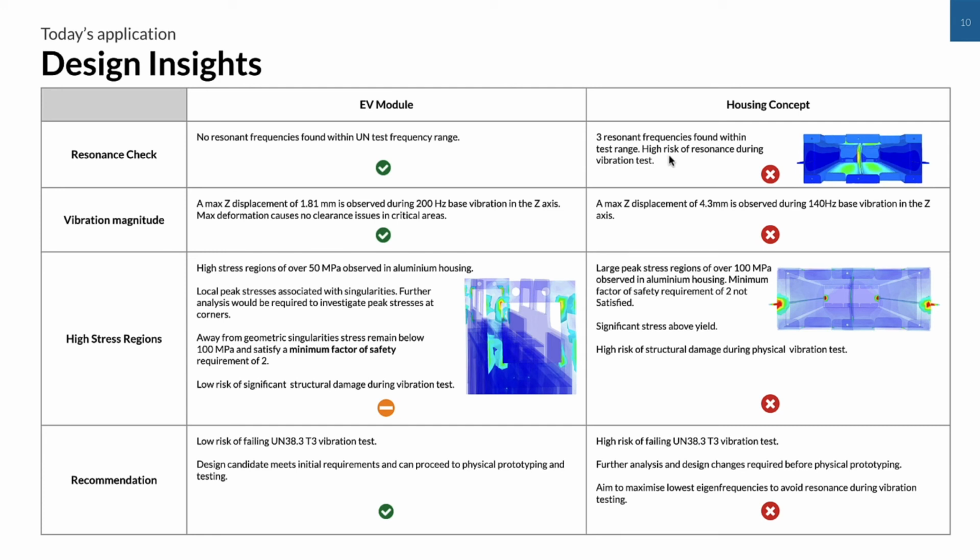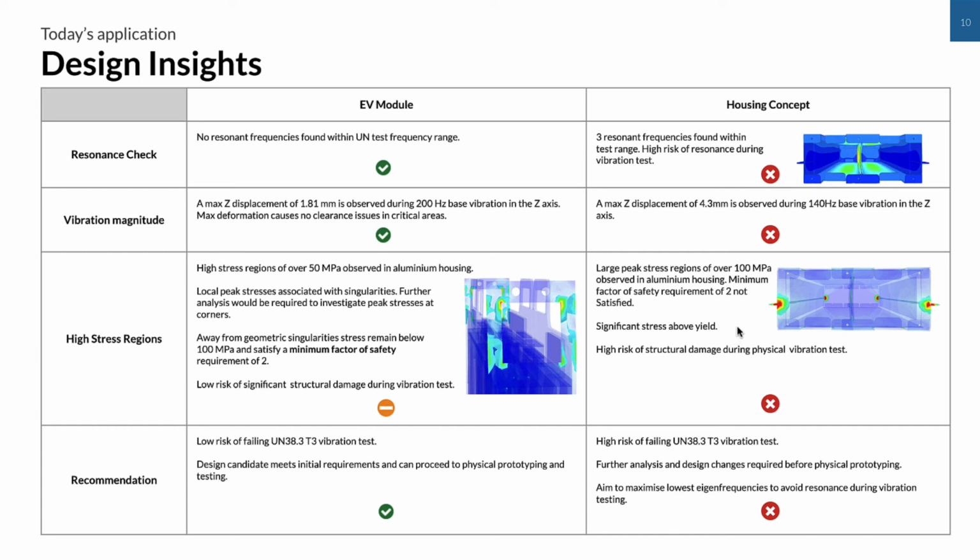Now, if we look at the housing concept, or the housing design, we have 3 resonance frequencies within the test range. So resonance will be an issue during the physical test. The displacements are quite high, around 140 hertz, which is close to one of the resonance frequencies. So that could lead to, or will lead to, clearance issues.